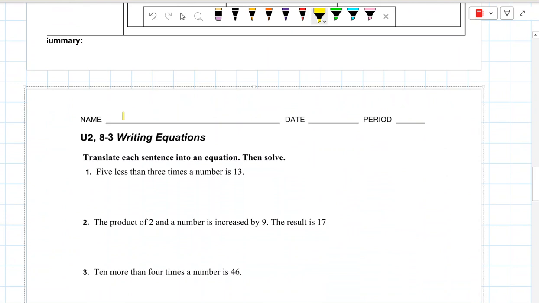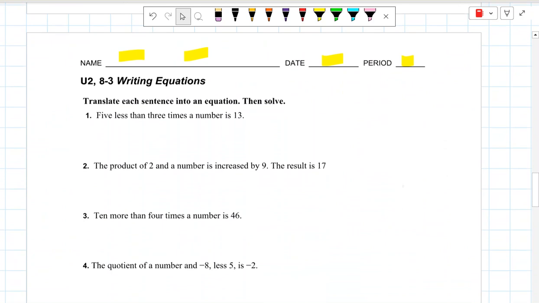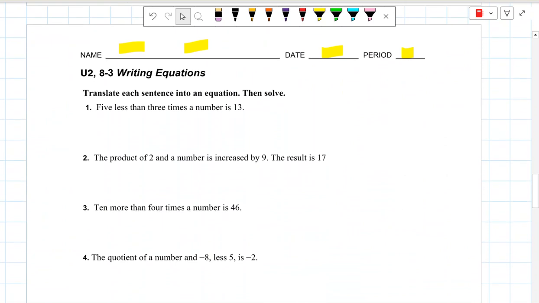Make sure you put your first name, your last name, the date, and the period, and then you just start solving these. I'll do the first one with you. 5 less than 3 times a number is 13. So we're going to take 3 times a number, n. We're going to use n as the variable. So 3n, take away that 5 because it says 5 less than, is 13.